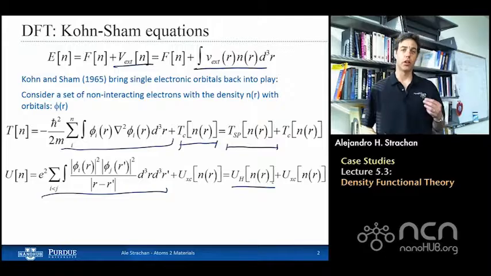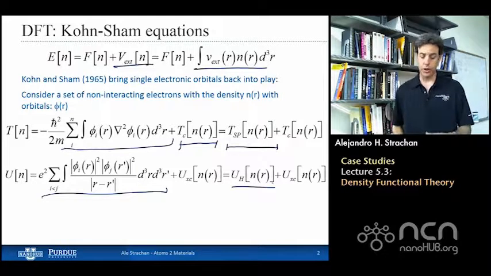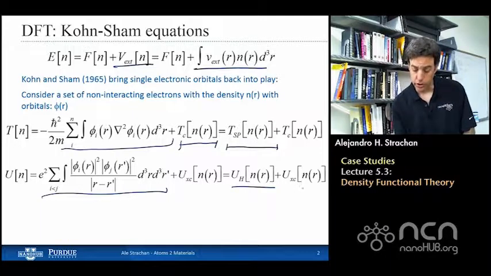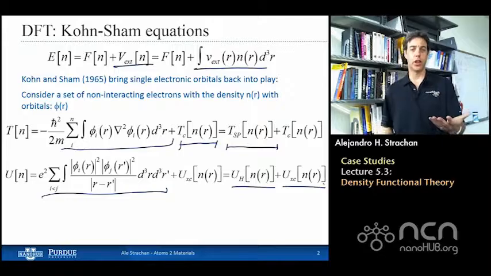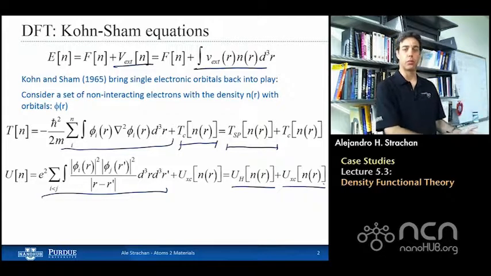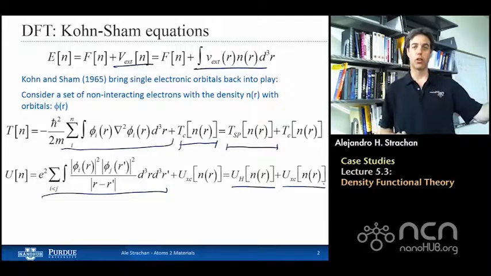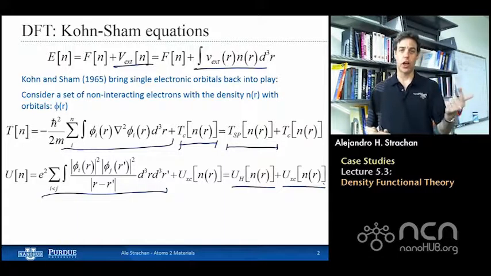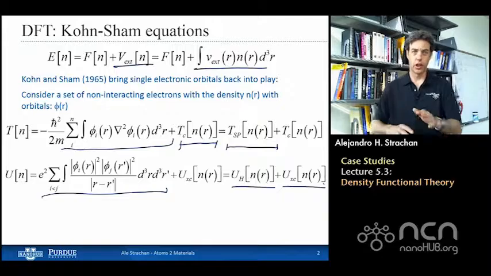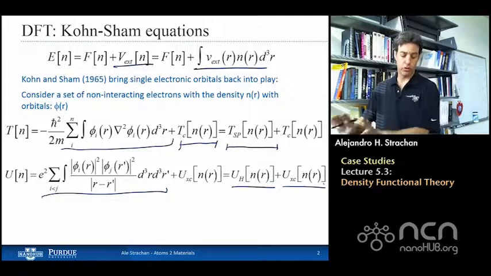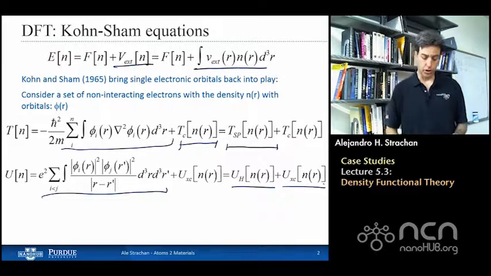So I'm going to call that UH, U of Hartree. And then for the real system, I have an extra term that's the exchange and correlation contribution to the electron-electron interaction, that, if you remember, Hartree assumes a simple product of orbitals, no exchange, and no correlation. So everything that's more complicated than Hartree is swept into this functional.